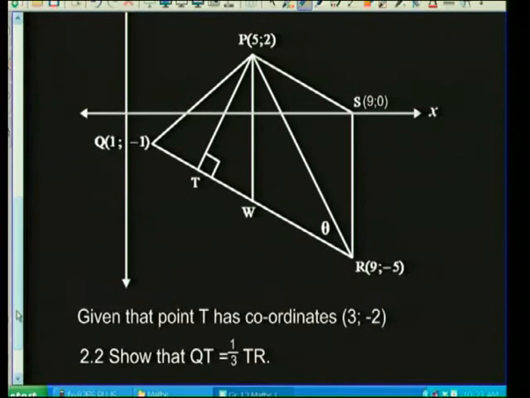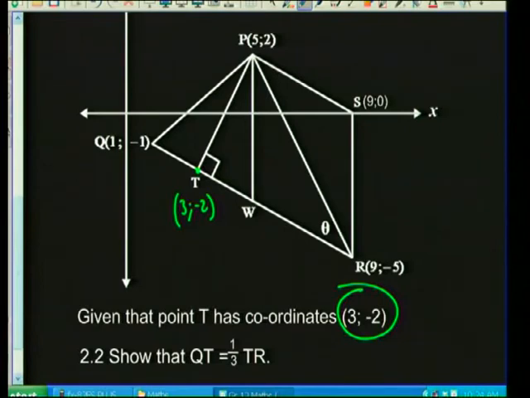Now let's go to the second part of this question, and this is the final part of this question here. So what are they now telling me? They say, given that T has coordinates 3, -2. Well, don't wait for anyone to ask you. Go and put it on your diagram. So this would be 3, -2, because you're going to use it. The examiner's given it to you for a reason.